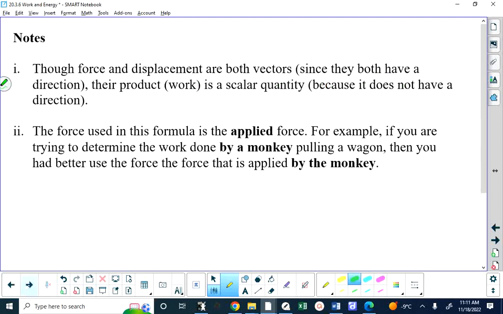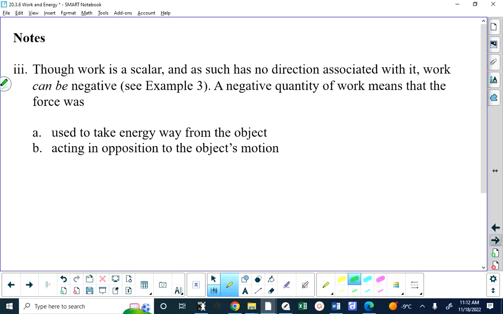The second note, again, one more time, the force in the formula is the applied force. If you're trying to determine the work done by a monkey that's pulling a wagon, then you have to use the force applied by the monkey. If you want to know the work done by friction, then you would use the force of friction. If you want to know the work done by gravity, you would use the force of gravity. And we do talk about work done by gravity. We'll do that tomorrow.